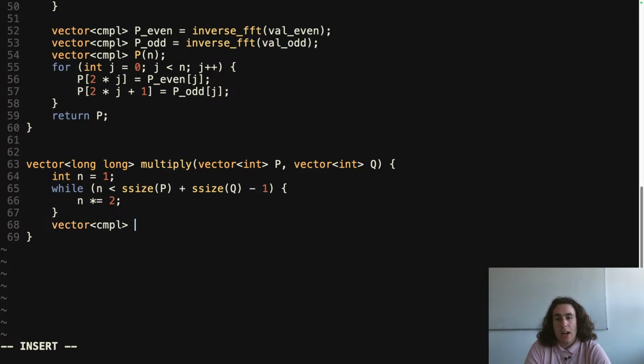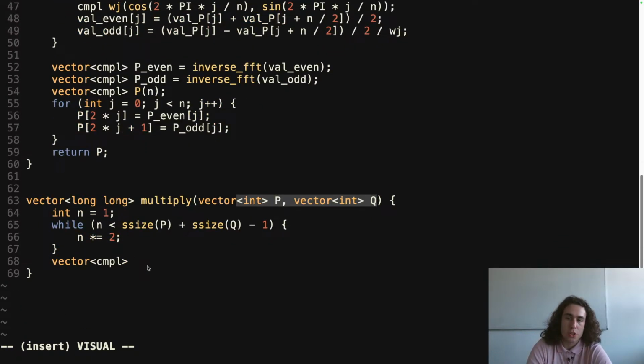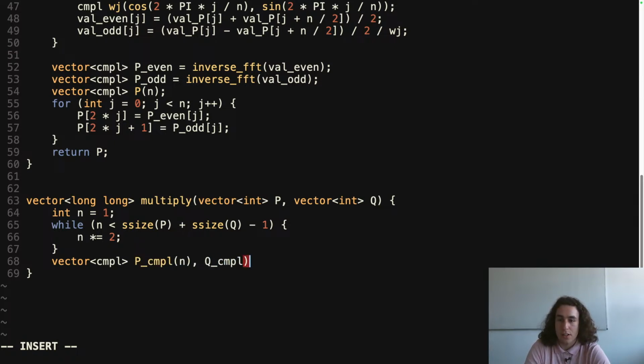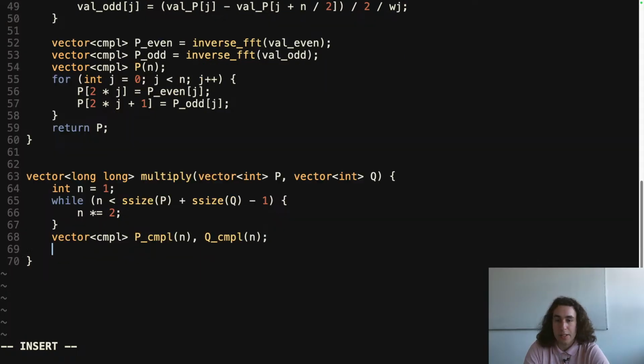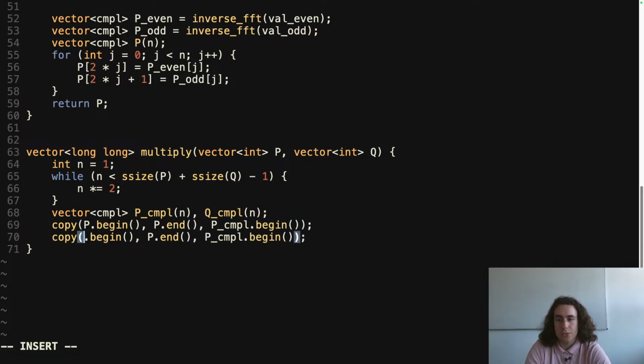Then, initially we have these vectors as integers, but we're going to work with them as complex numbers. So we're going to have the same vectors, but they're going to be complex vectors. So basically I copy P begin to P end into P complex begin. I do the same for Q.